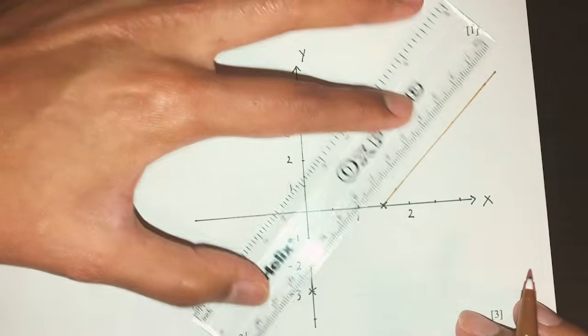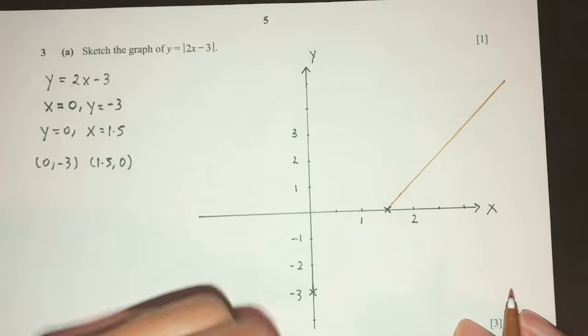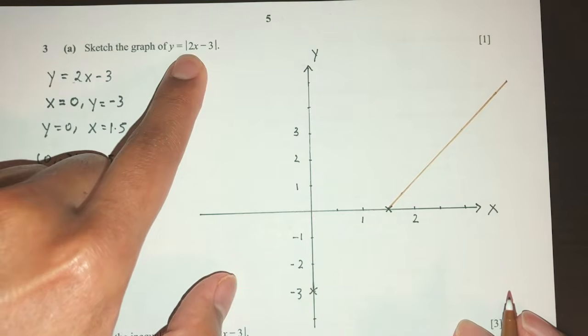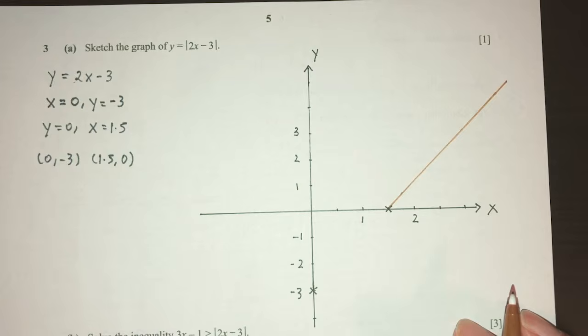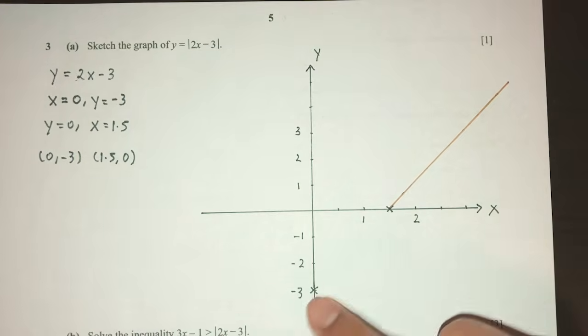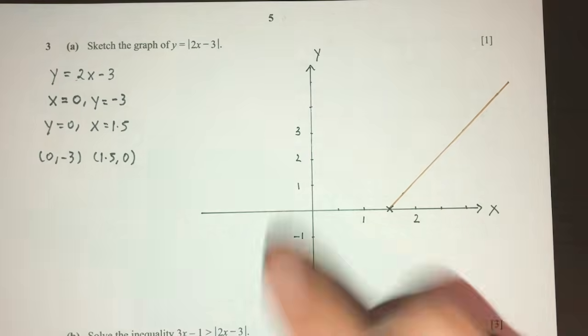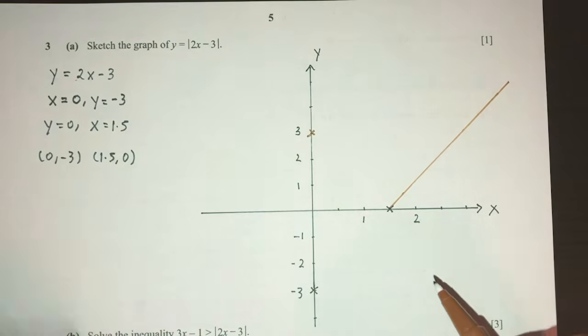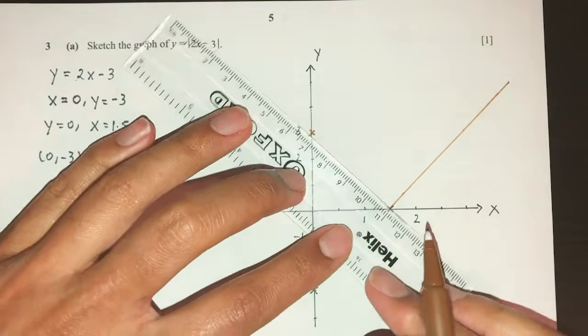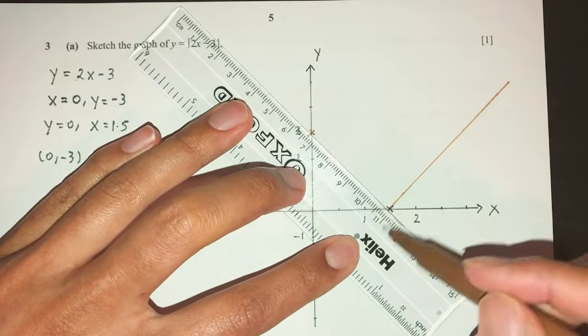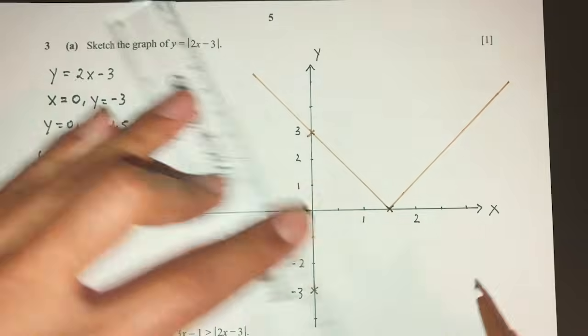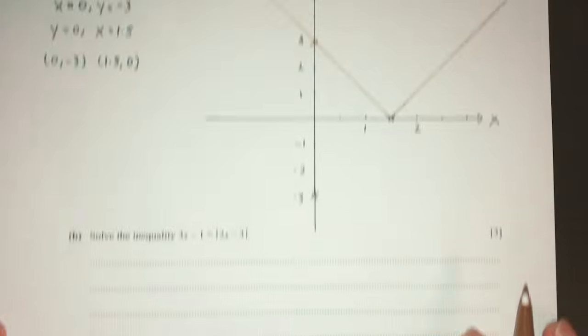Okay, I will start right here because everything below has to be reflected upwards because of the modulus sign. Modulus means it cannot be negative. Everything going down has to be reflected upwards. So 0, minus 3 becomes 0, 3. Okay, now we have to join those two to complete your graph. And that will be your answer number 1, part 1.